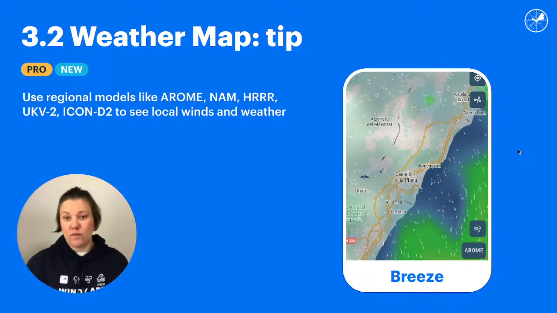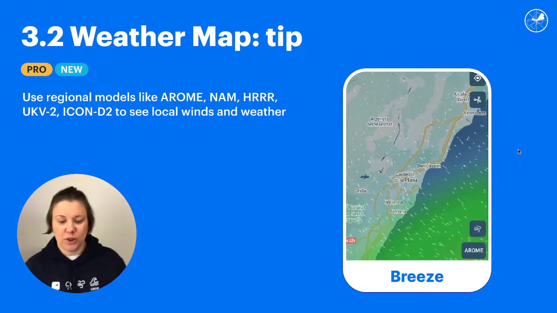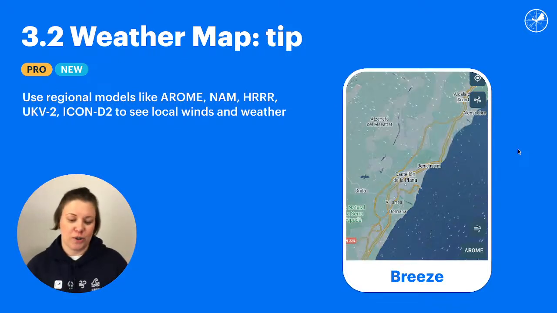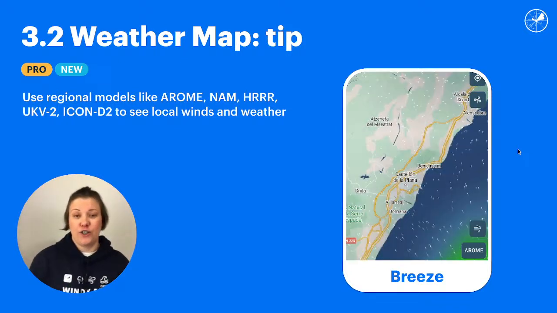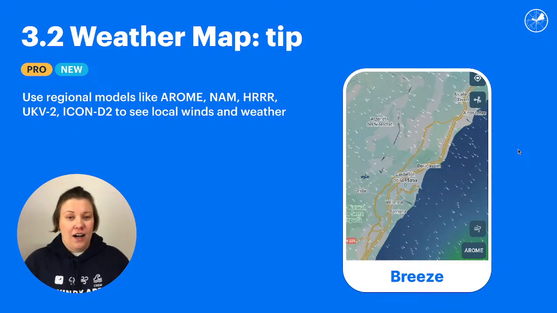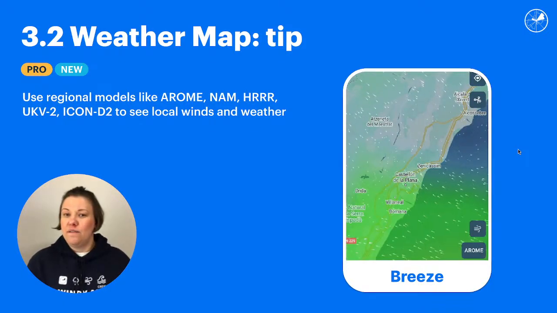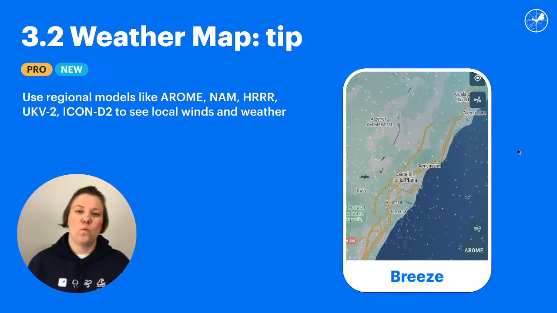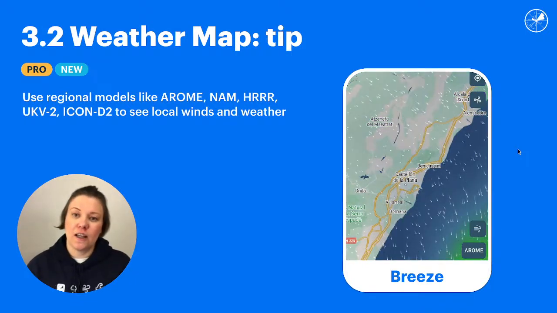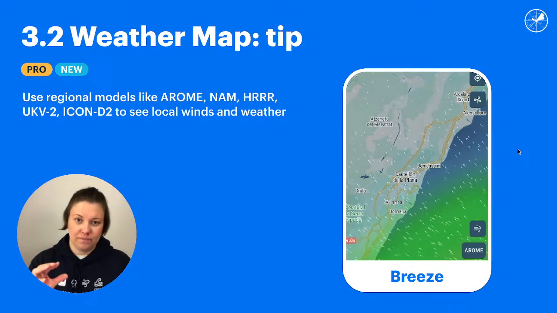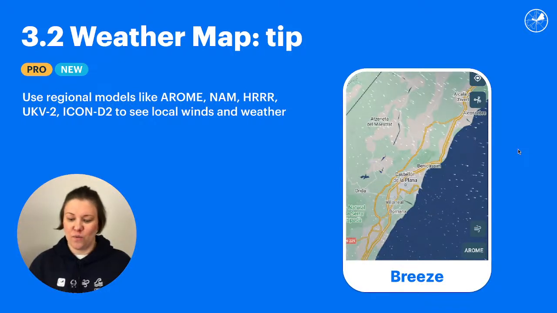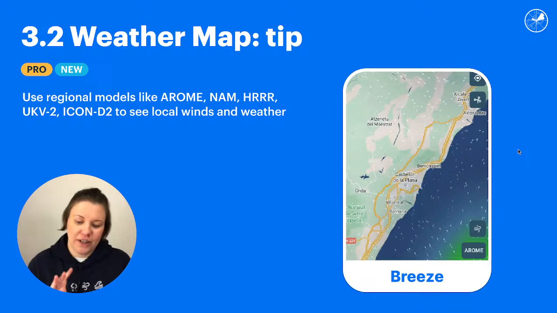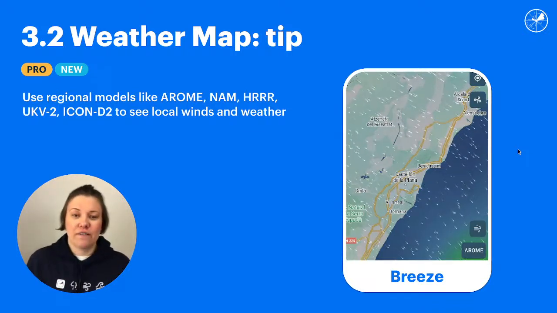Now, X3 is a regional model, but our own. But we also have many other regional models like AROME, NAM, HRRR, ICON D2, and UKV2. They have resolution between 1 and 3 kilometers, and they allow you to see some local phenomena that you will not see otherwise. And you will not see it on the spot forecast either. I mean, not really.